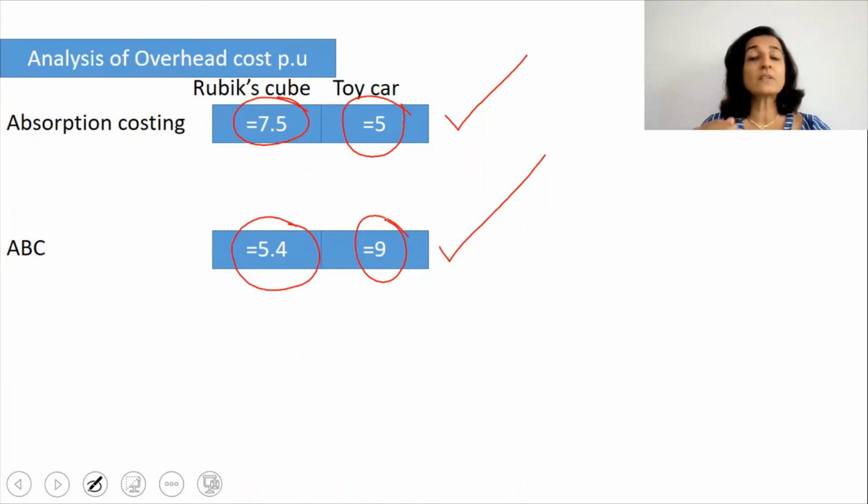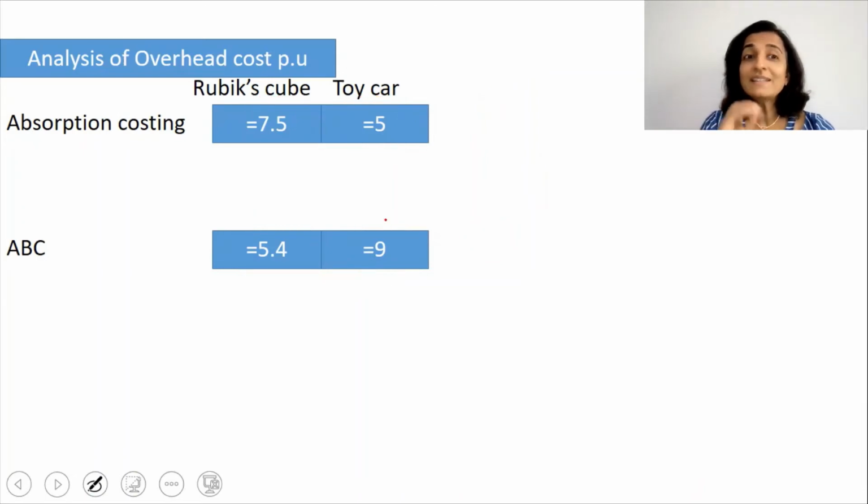And activity-based costing is always more accurate than absorption costing. They have got separate cost drivers for dividing each cost pool, which is more logical. Now we will analyze the reason as to why this is happening. Why is this happening?